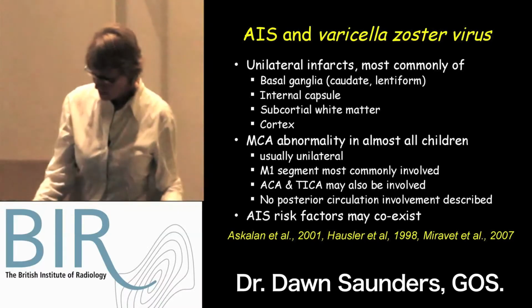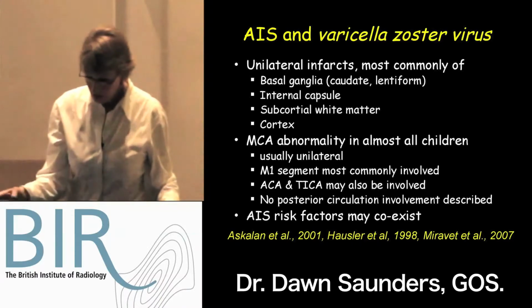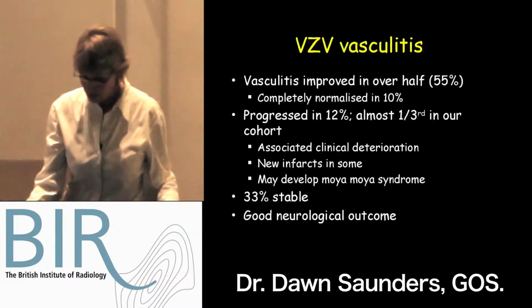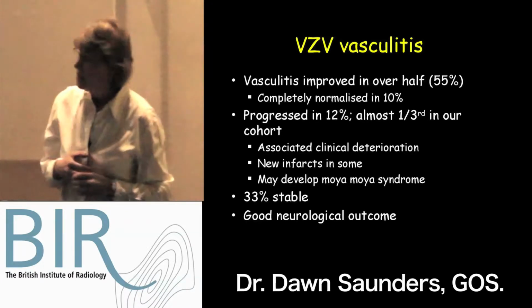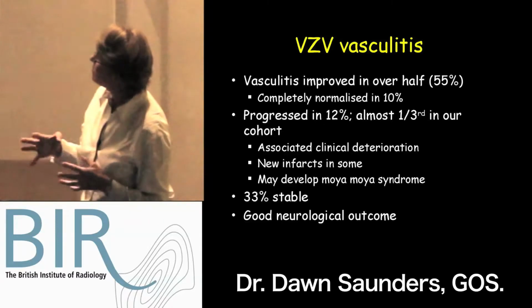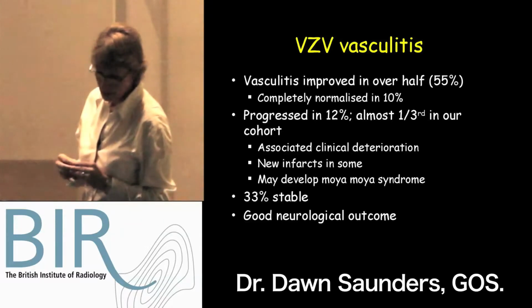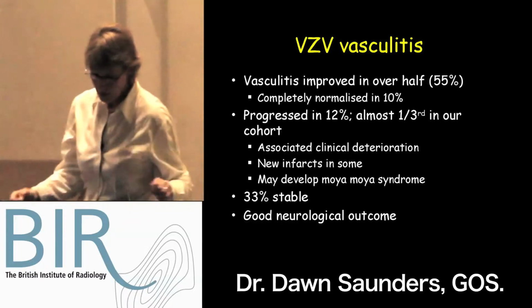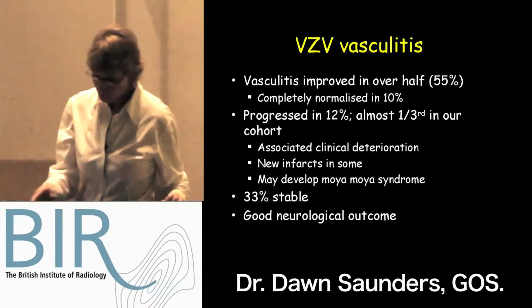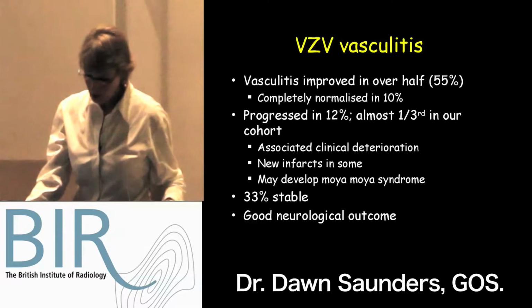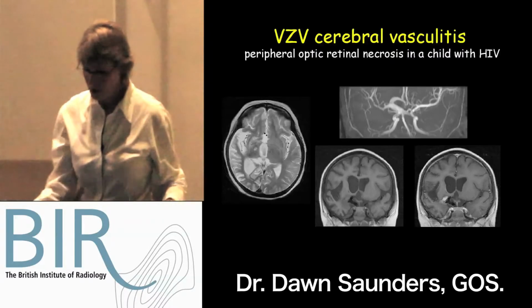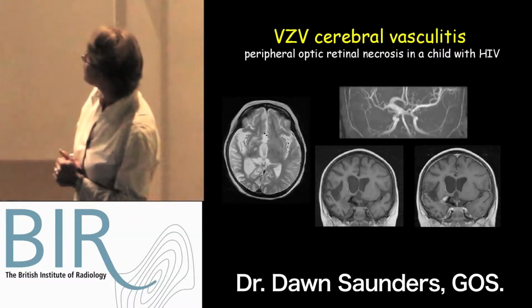And as I said, with other vasculopathies, arterial ischemic stroke risk factors may coexist. In our cohort, the vasculopathy improved in over a half and completely normalized in 10%, progressed in 12%, and in another study progressed in a third of our cohort. And a third are stable. And the majority of these children had a good outcome.